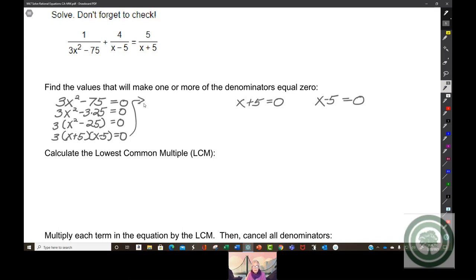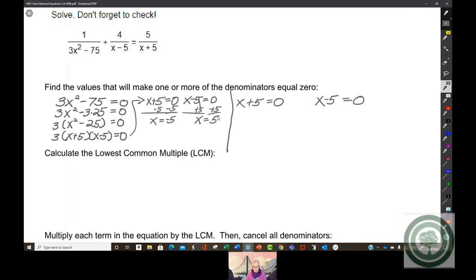So 3 won't equal 0, will it? I mean, it can't. But x plus 5 can equal 0, and that x minus 5 can equal 0. Oh, and look, when I solve these two, I solve these two automatically. So minus 5 minus 5, x equals negative 5, and plus 5 plus 5, x equals positive 5.